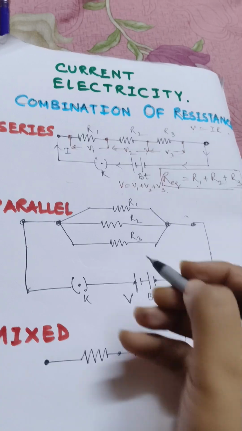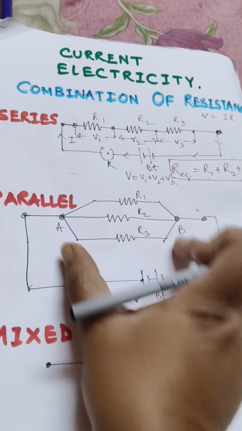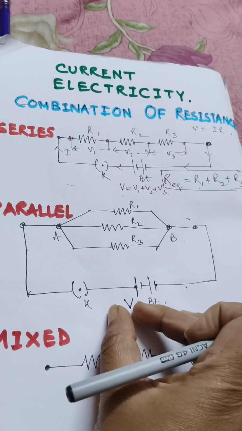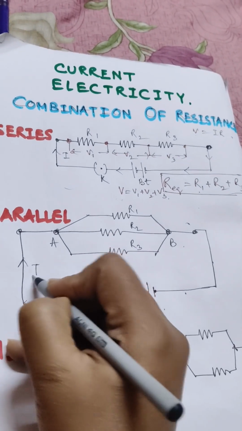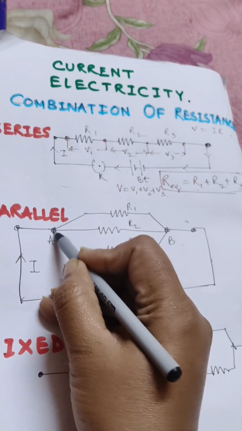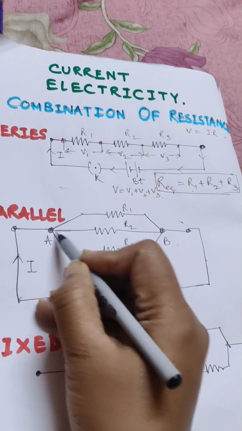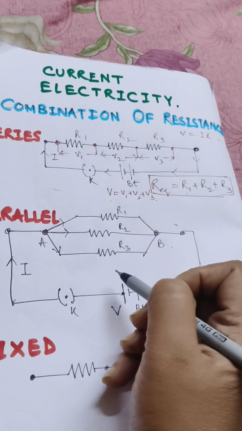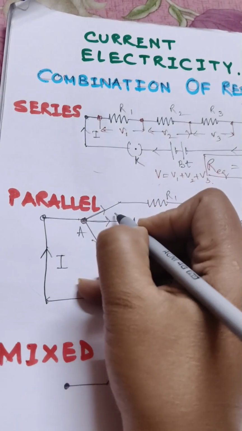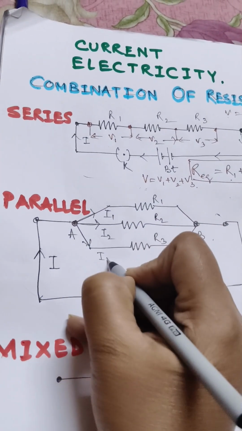So, the effective potential difference between points A and B is V. Now what happens? If the total current in the circuit is I, when I reaches this point, the current actually sees three paths and hence gets divided. So current gets divided here into I1, I2 and I3.